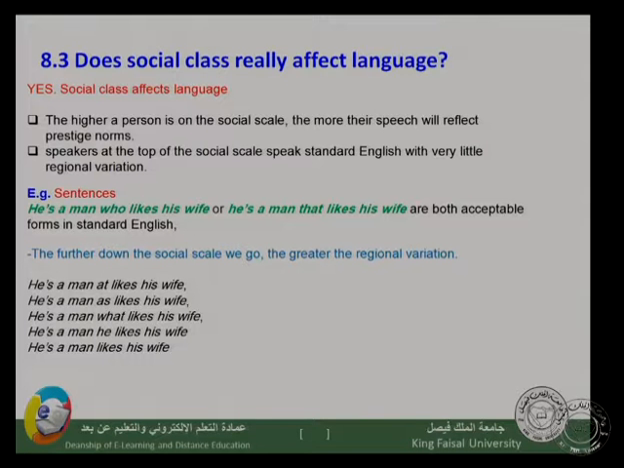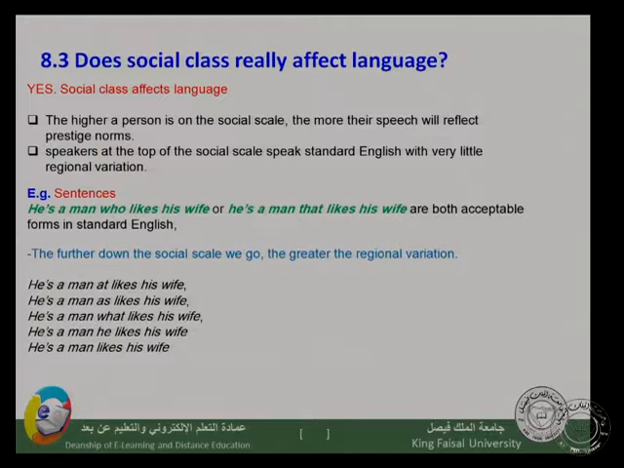Let us consider the following example where we can distinguish whether this sentence is reflecting some social class or not. A sentence like, he's a man who likes his wife, or he's a man that likes his wife. Now both sentences are considered standard English sentences. Now if you consider another variation of those two sentences, you will notice that the people who speak those sentences have come from a different social class. They have a social class which is not the highest on the scale of social class. So if I consider those examples, he's a man as likes his wife. Well, this is not standard English.